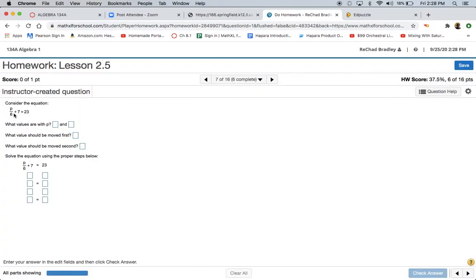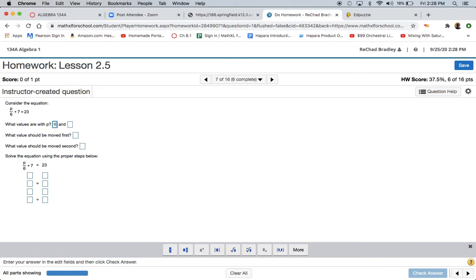Now we get to the real work. Again, the values with P are 6 and 7. The first value that should be moved to me should be the 7 because that's being added. The second value should be the 6. So let's execute that plan and see how it works.